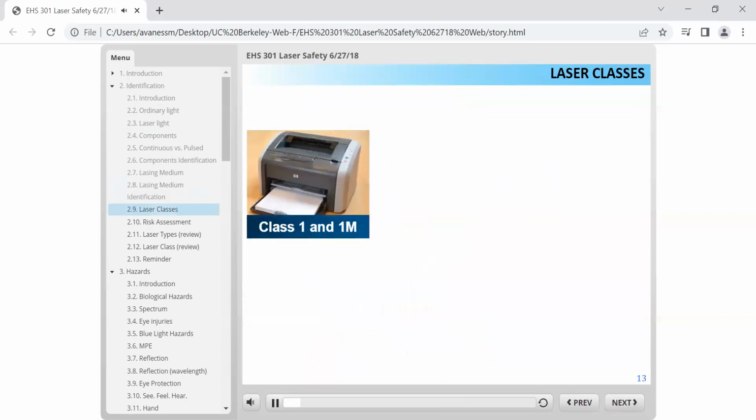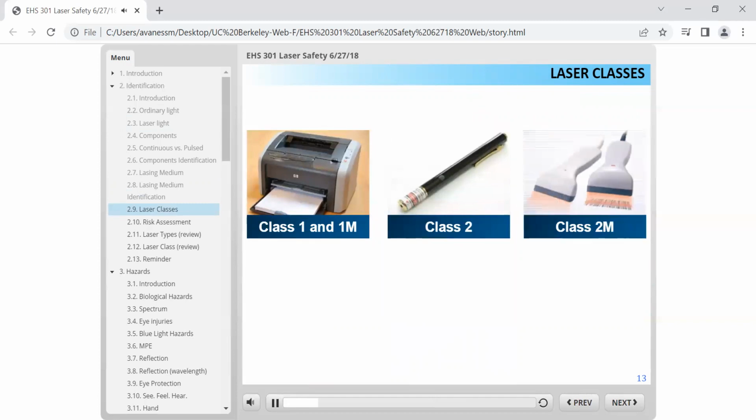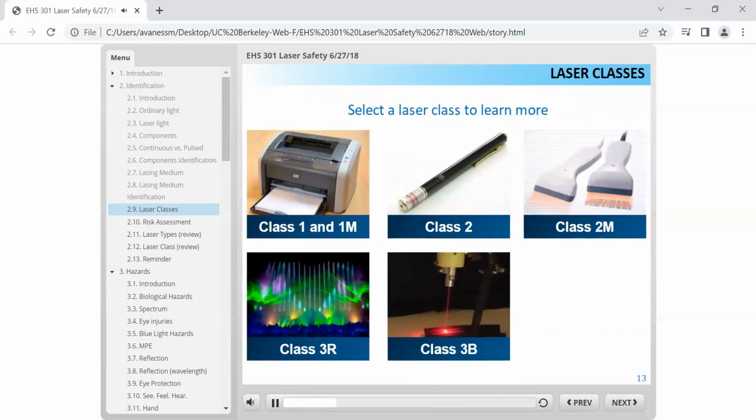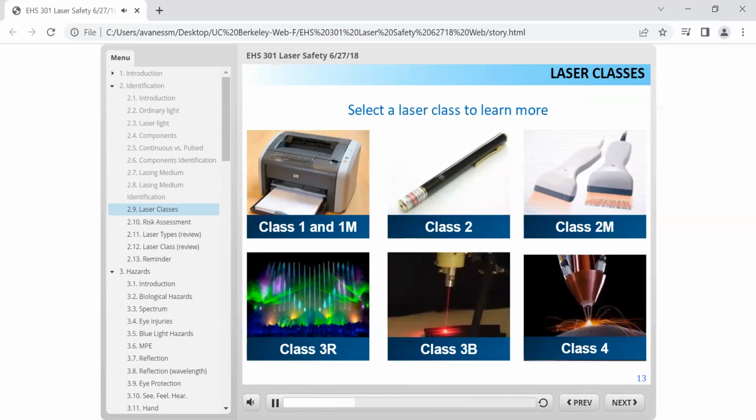Lasers are classified according to risk. The American National Standards Institute, or ANSI, categorizes these risks ranging from Class 1, the lowest, to Class 4, the highest. These classifications have different requirements for engineering controls, administrative controls, and personal protective equipment. Select a laser class to learn more. When you're ready, click on Next to move on to the next section of this training.